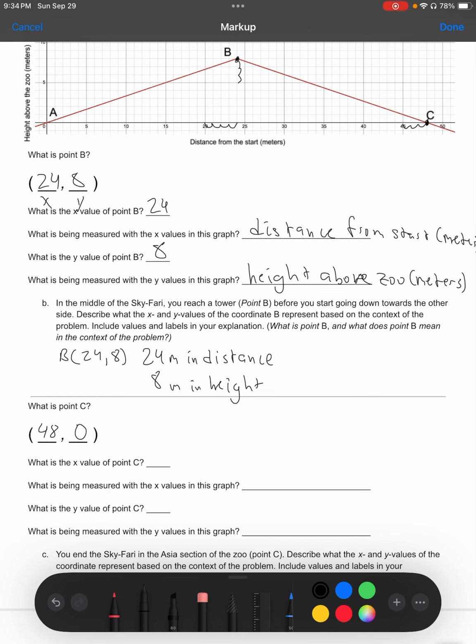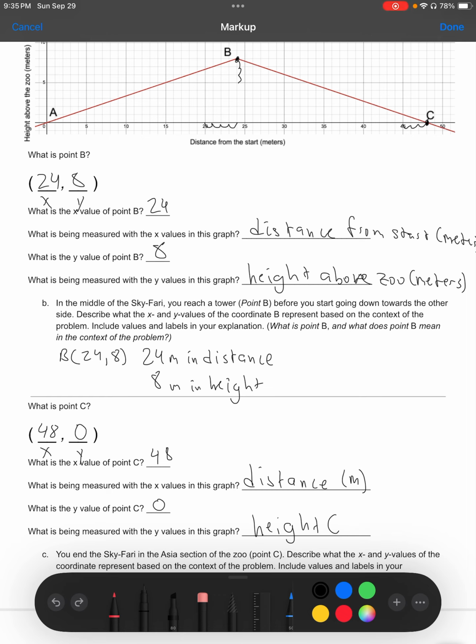So the x value of the point, again, is the first number. That would be 48. And we are, again, measuring distance with the x value. So we're using meters to measure that. The y value of point C, the second number, that is 0. And again, we are measuring height with the y value.